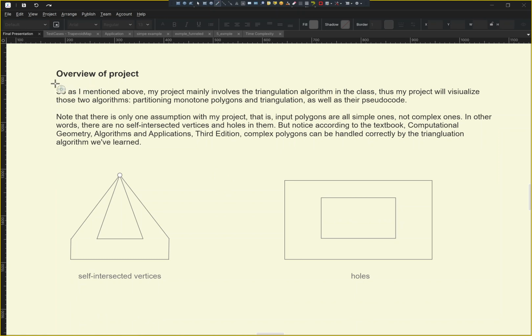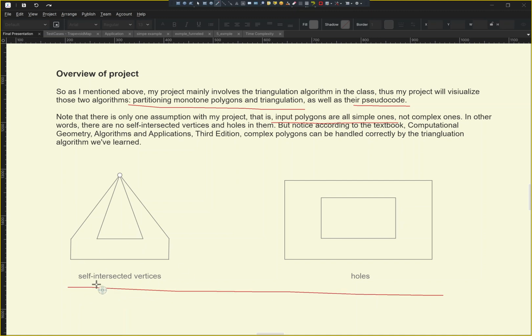And the overview of my final project is, as I mentioned before, to visualize the two algorithms, partitioning monotone polygons and triangulation, as well as their pseudocode. But there is one assumption with my final project, that is, the input polygons are all simple. So we can't input complex polygons. And what are complex polygons? Let's look at these two examples.